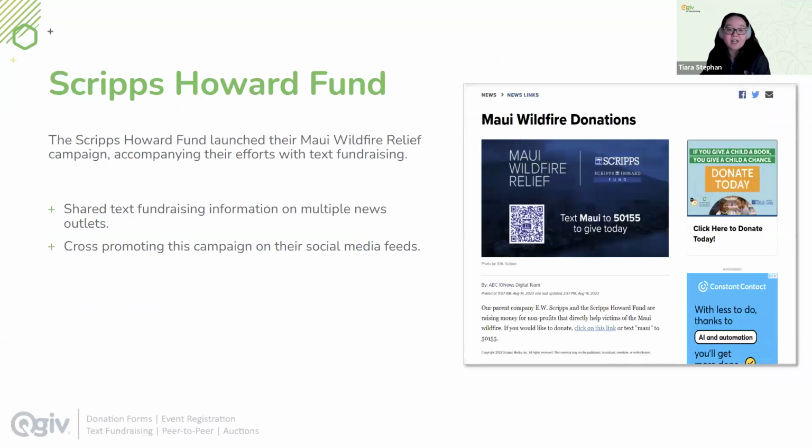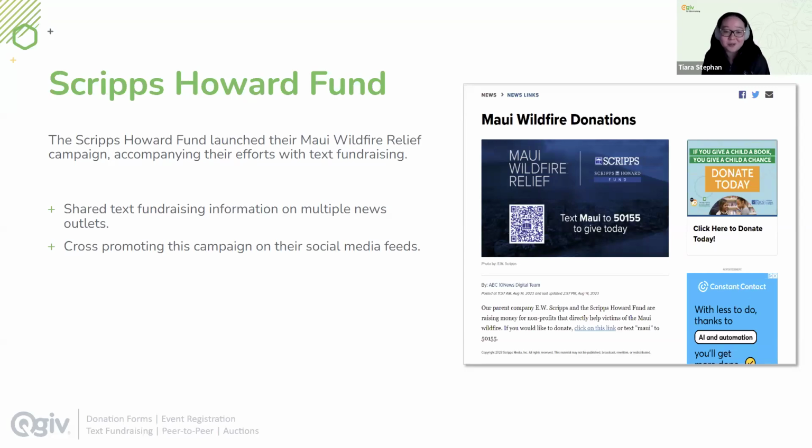Now, Scripps Howard Fund successfully used text fundraising as part of their Maui wildfire relief campaign. They kept their keyword short and simple, just Maui, and the parent company to the Scripps Howard Fund is a large media conglomerate. So they used the news media outlets they own to help promote their text fundraising efforts and posted their campaign across those outlets' social media channels.